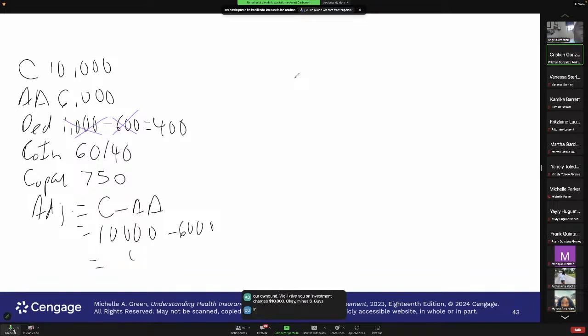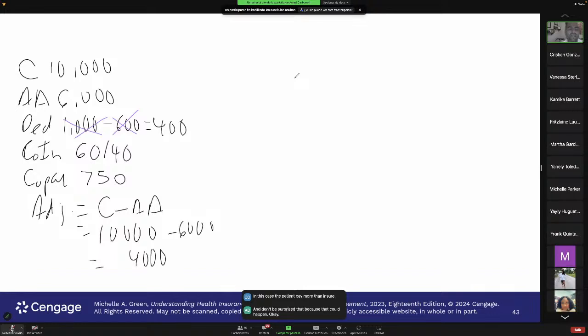In this case, the patient pays more than the insurer. $4,000. And don't be surprised, because that could happen. Again, when the co-insurance is close from one side to the other, when the copayment is high or the deductible is high, the patient can pay more.